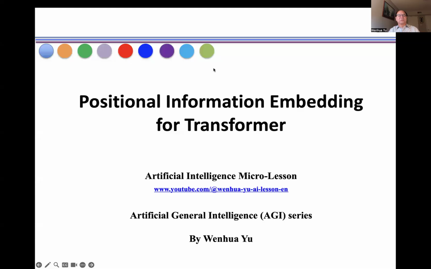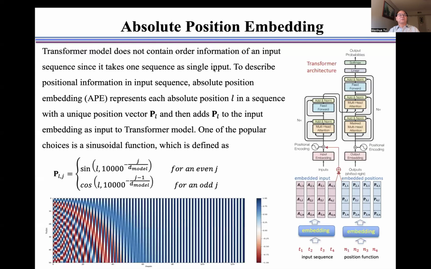In this video, I introduce positional information embedding for transformer. Transformer model doesn't contain all the information of an input sequence, since it takes one sequence as a single input, as shown here. This is input, this is encoder, and this is decoder.